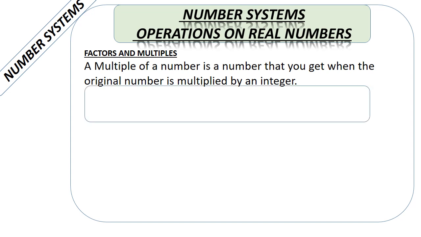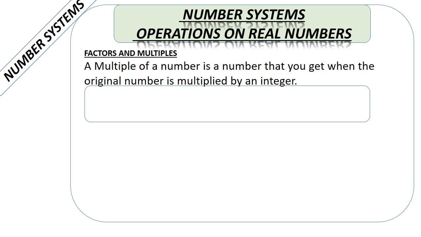For example, 2. What are multiples of 2? We can multiply 2 with any integer. Let's start from 1 going up. So 2 times 1 is 2. 2 times 2 is 4. Remember, integers are whole numbers, positive and negative, including 0. But let's concentrate on positive whole numbers, starting from 1 going up.